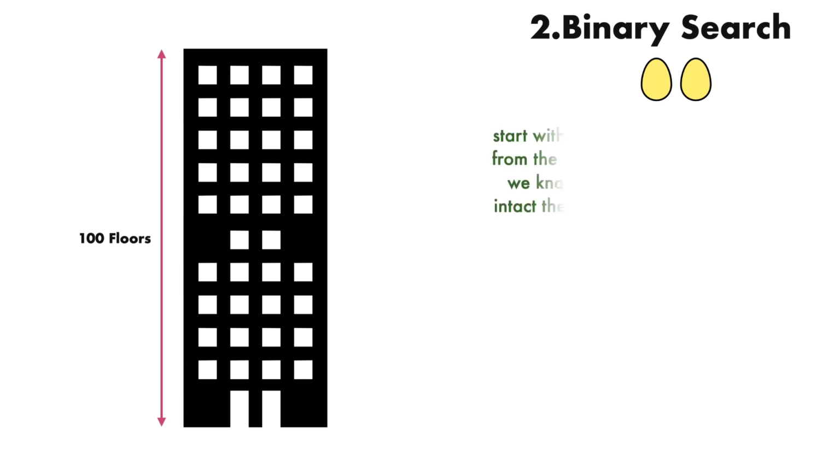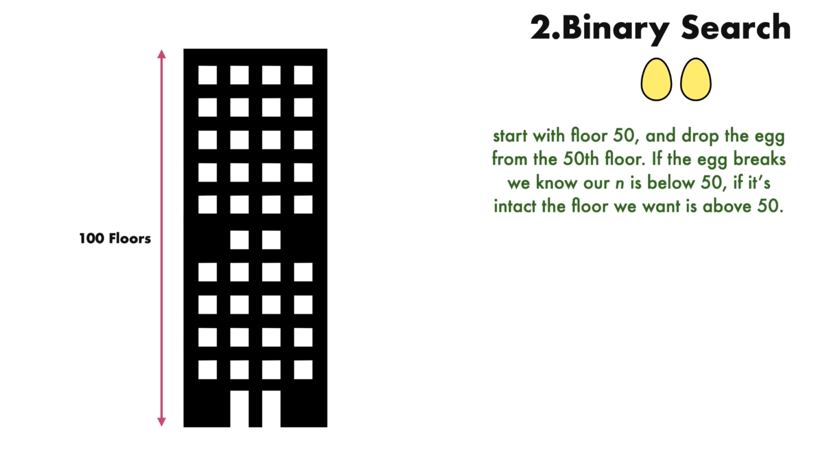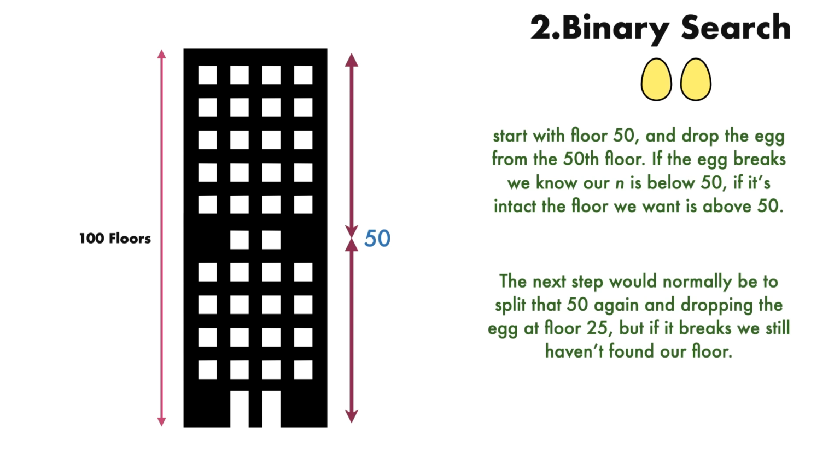With a binary search strategy, we would start with floor 50 and drop the egg from the 50th floor. If the egg breaks, we know our n is below 50. If it's intact, the floor we want is above 50. Suppose the egg breaks. The problem here is now we have lost an egg and only narrowed down our search by 50 numbers.